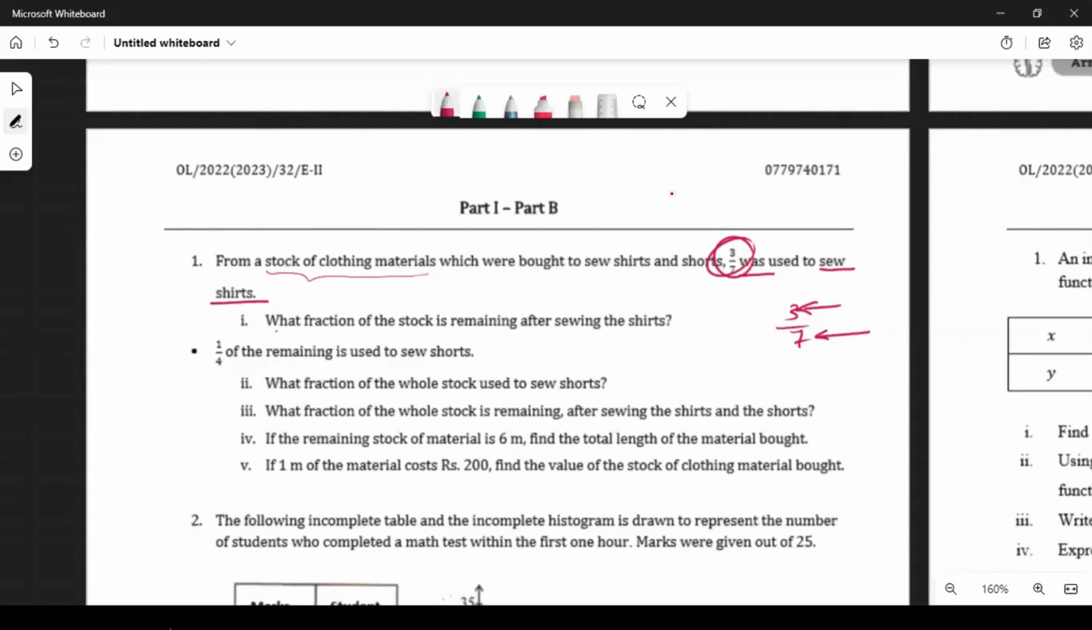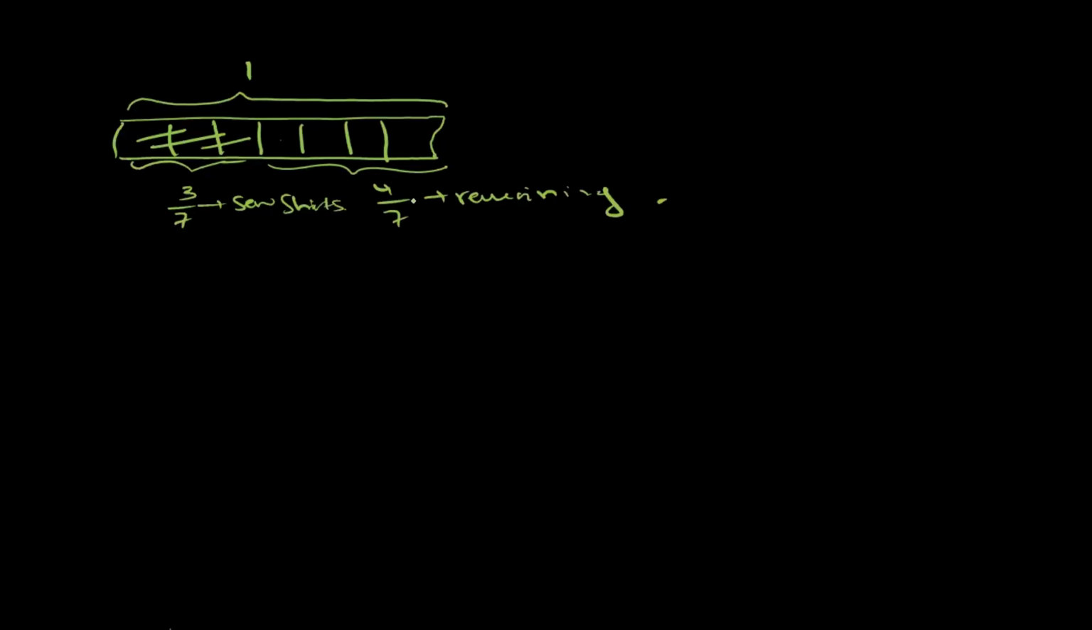What fraction of the stock is remaining after sewing shirts? We know that is 4/7, but you can't directly write it. When you're writing answers, you have to write them in a way that they can allocate marks to you. From the total unit, which I told you is considered as 1 in fractions, I subtract 3/7 used to sew shirts. Which means the remaining value will be given from this expression.